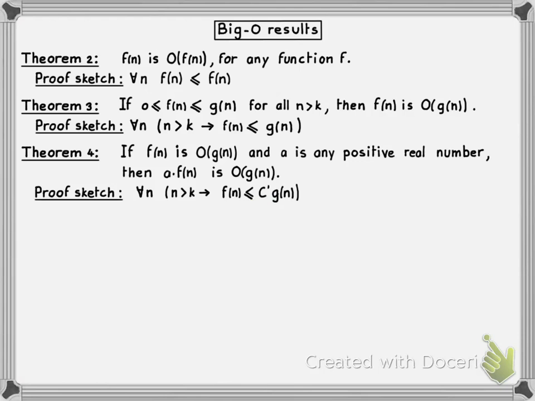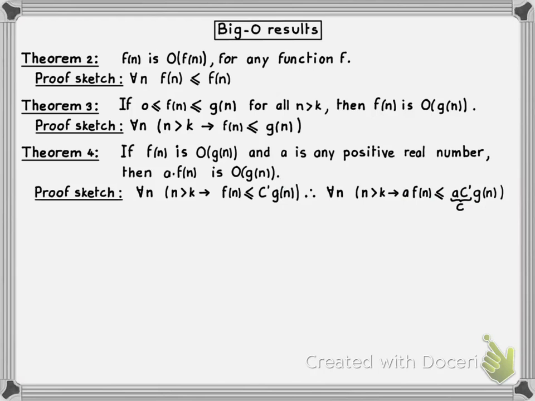Well, what we can infer is that if this is true, then we can certainly multiply this number and that number by the same positive number a to keep the same inequality, and therefore it must follow that a times f of n, which is the function we're considering here, is less than or equal to this constant a times c prime times g of n. Simply rename the constant a times c prime to c, and notice we have the definition here of big O relationship, namely a times f of n is big O of g of n, and that is the statement of the theorem.